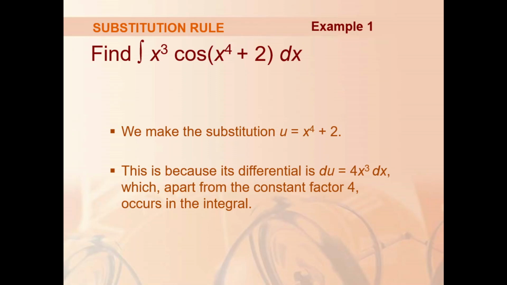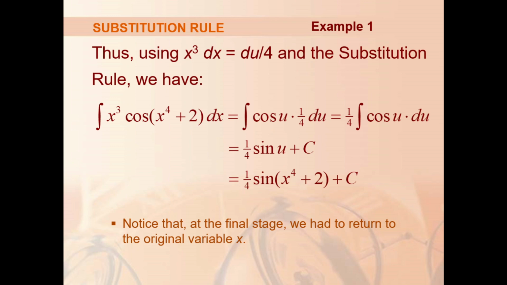This happens because the differential du becomes 4x to the 3rd dx, which, apart from the constant factor 4, occurs in the integral. Thus, x to the 3rd dx is equal to du over 4, and using the substitution rule we have the following. So let's check it in this illustrative way.